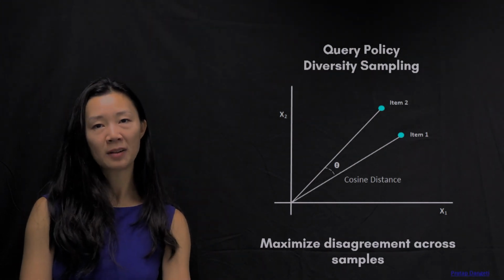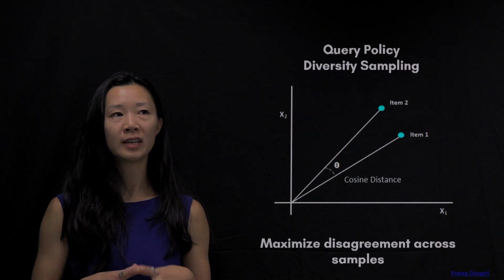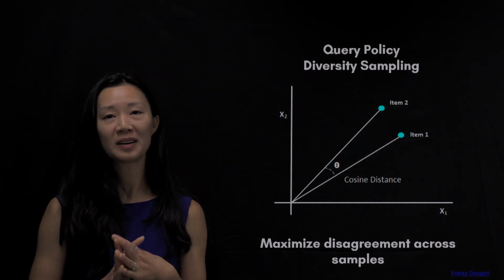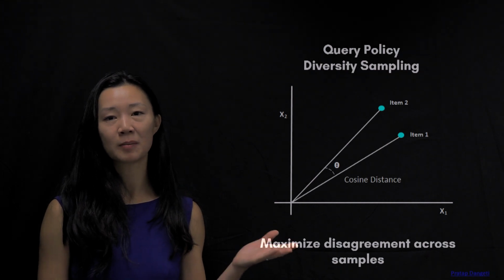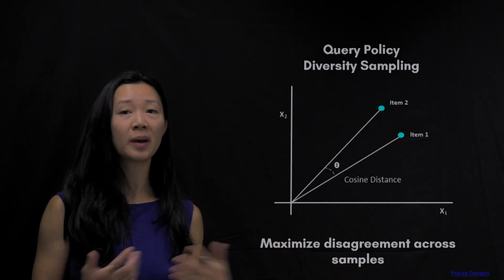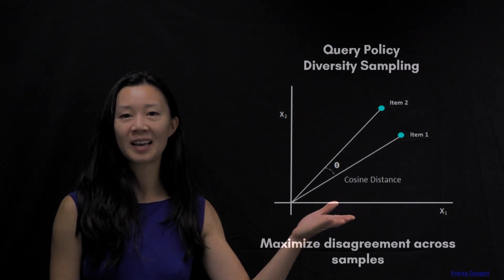The next query policy is diversity sampling. And instead of inspecting a model output, we are inspecting the model inputs. We are trying to maximize disagreement across samples. And the way that we do that is here, pictorially.